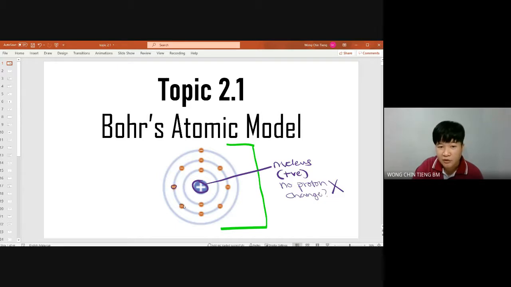Alright? And then next, I have all the red dot over here. All this red dot is your electron that carry the negative charge. So, kenapa your atomic model, this thing, kenapa it will stay intact? Kenapa dia akan jadi satu model?